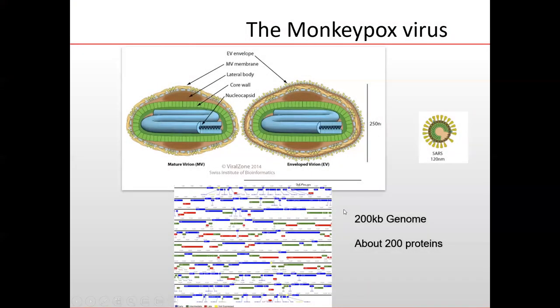Okay, now about the monkeypox virus. Again, we have a new emerging virus, monkeypox, a pox virus we did not have in humans since variola was eradicated. So it's a much more complex virus. You see it's a DNA virus, one of the biggest virions we know. You see the SARS size compared to the monkeypox particle. It's much, much bigger, with a 200 kb genome and about 200 proteins encoded in a complex way.